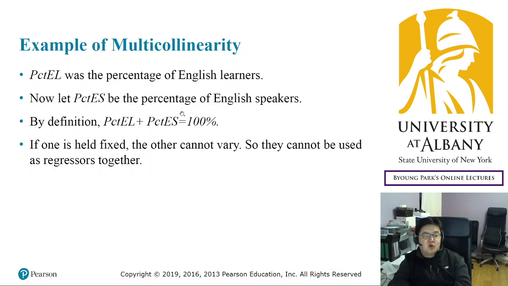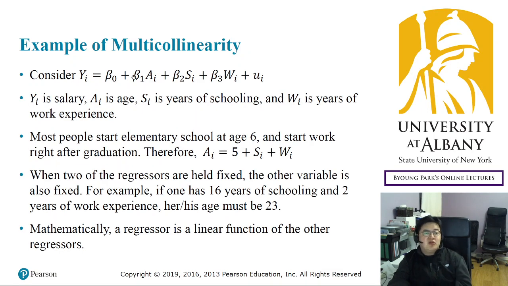I will give you a little more complicated relationship. So think about a wage-salary equation. You would like to study how the salary is determined. And the regressors you would like to use are age, A is age, S is schooling, and W is work experience. All of the three variables are reasonably important, relevant, good variables. So the model itself looks reasonably good. Okay, I understand, that's right.